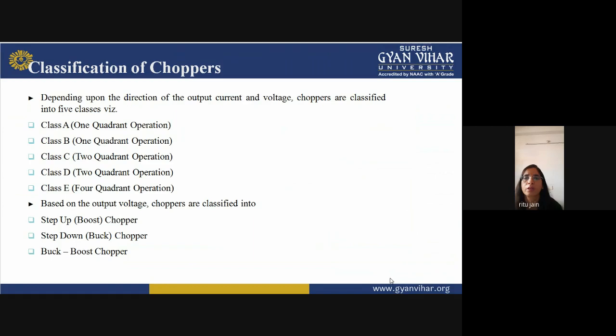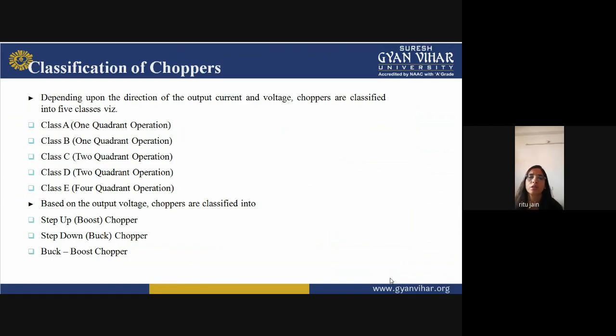In this chopper, the voltage will be positive but current will be negative. Then class C chopper, this is called a two quadrant operation. Class D chopper is also called a two quadrant operation, and class E chopper is called a four quadrant operation. Based on the output voltage, chopper is also classified into step up chopper, step down chopper and buck boost chopper. Okay.